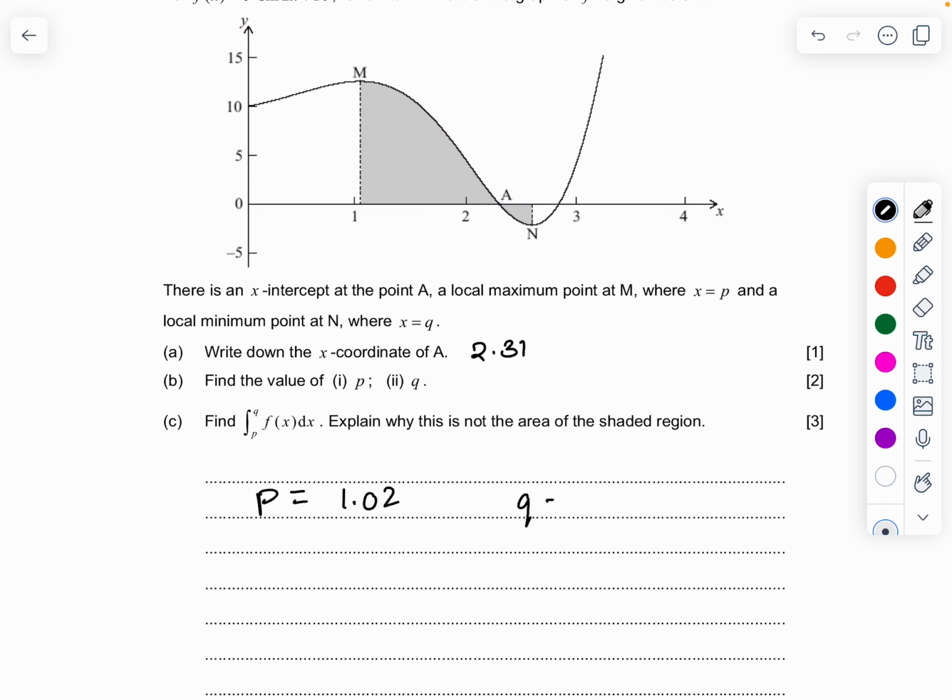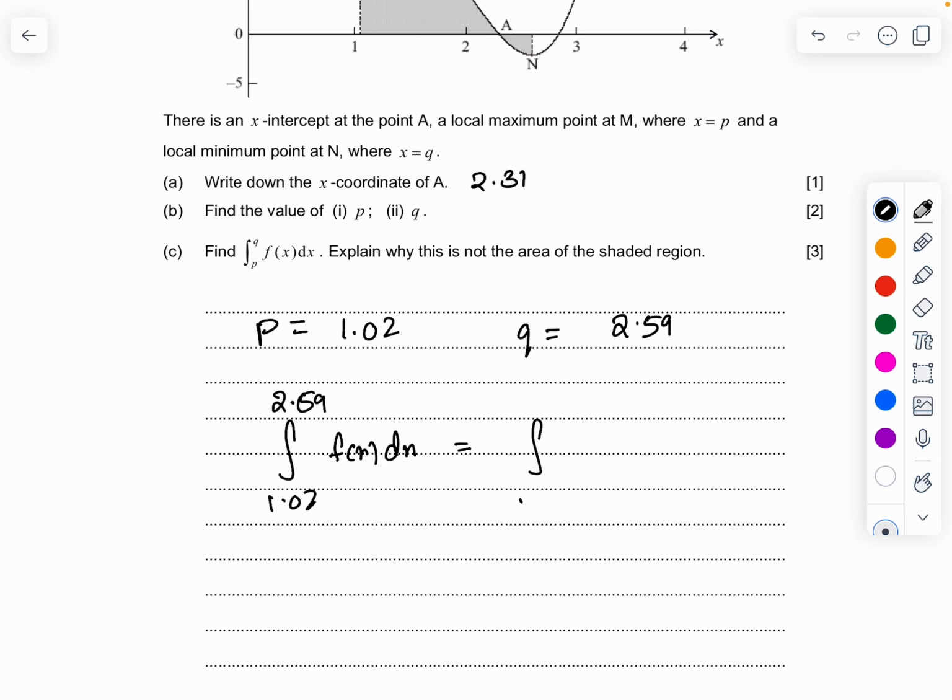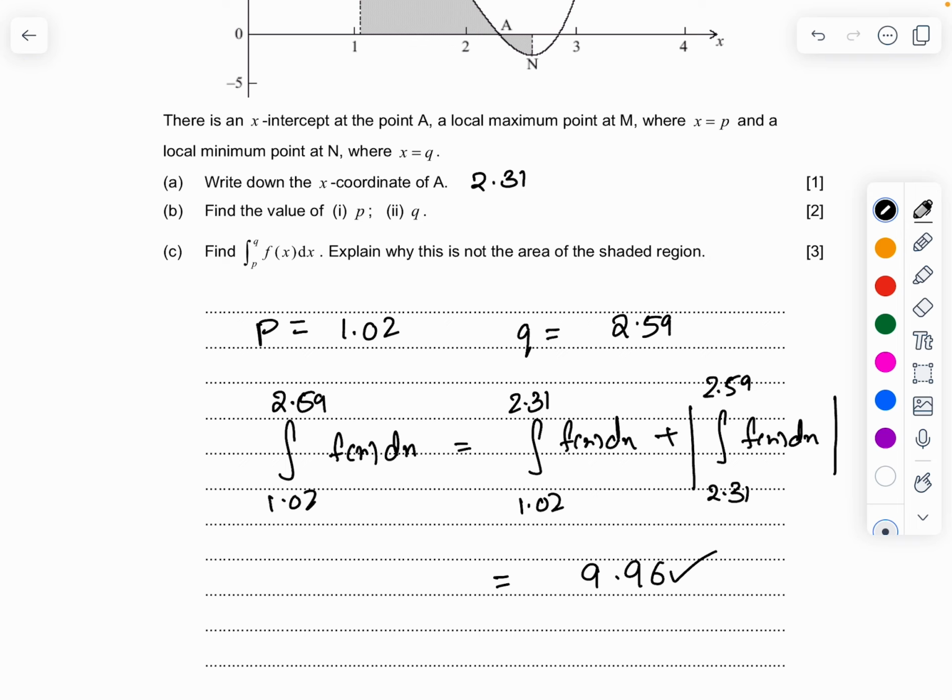Now the integral from 1.02 to 2.59 of f of x dx equals, break it up into two parts: the integral from 1.02 to 2.31 of f of x dx plus the absolute value of the integral from 2.31 to 2.59 of f of x dx. Then you should be able to get that answer as 9.96.